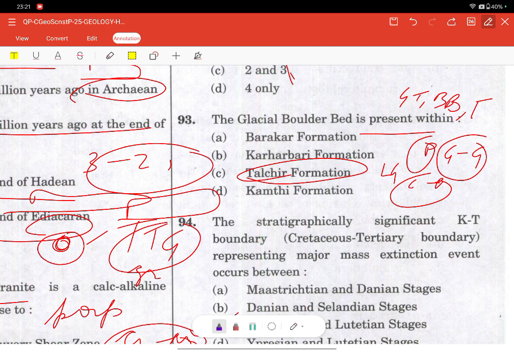While for the other options, the Barakar formation overlies the Talchir one, and it is coal bearing and has a fluvial-deltaic environment. It's a post-glacial environment that is warm in nature. That's why we are having coal in that.